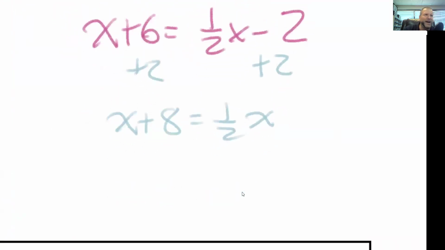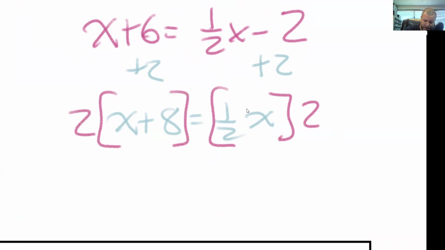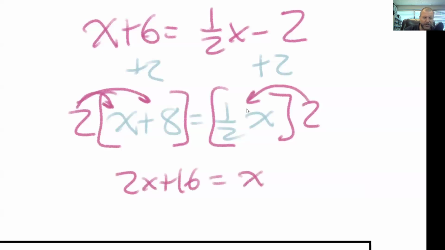So if I want to get rid of a half, well, I could multiply a half by 2. But if I multiply this side by 2, I got to multiply that side by 2. All right, so now we've created a distribution question, 2x plus 16. But over here, 2 times a half is just equal to 1. So we can look at this now and say, well, look at what I've done. I've turned this back into a question that is only working with whole numbers. And for some students, that might be a little bit easier.